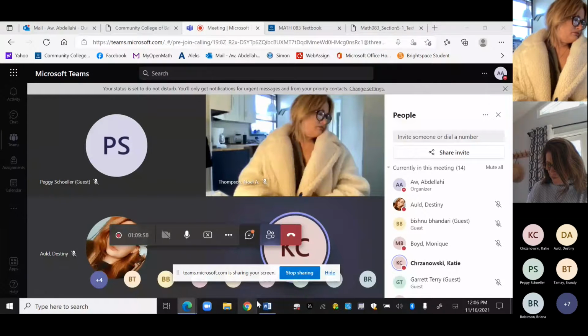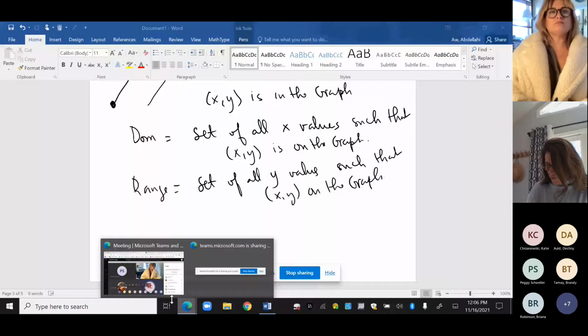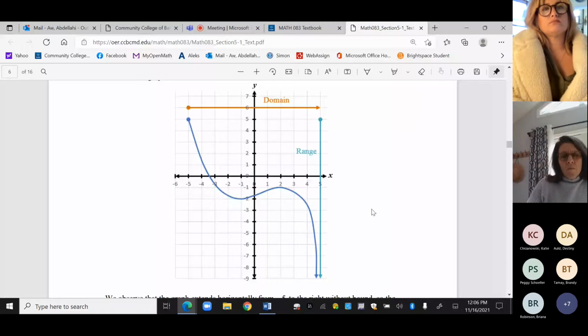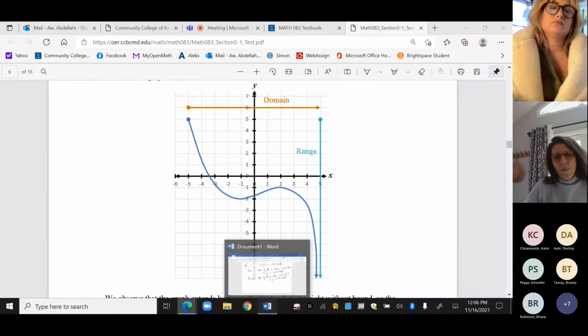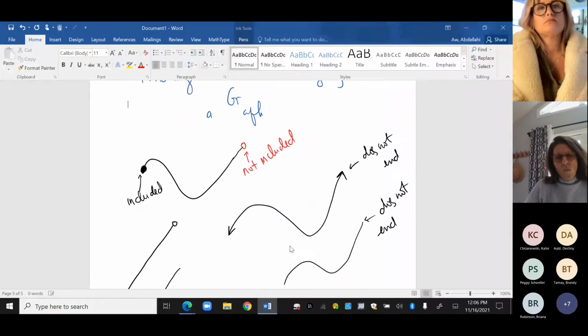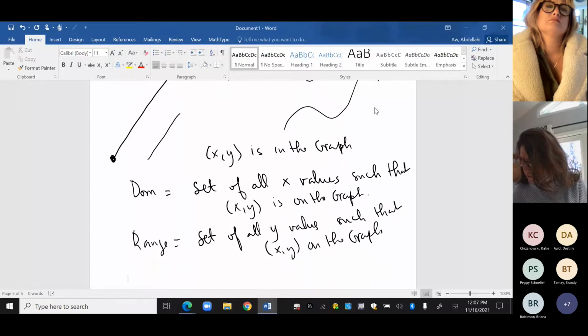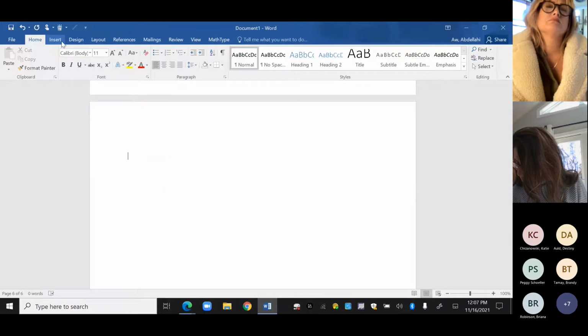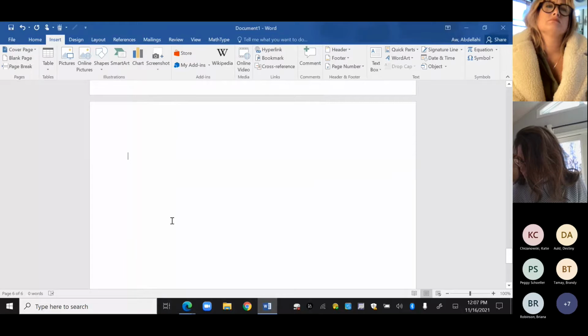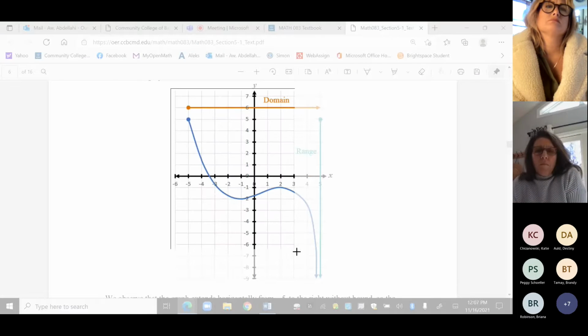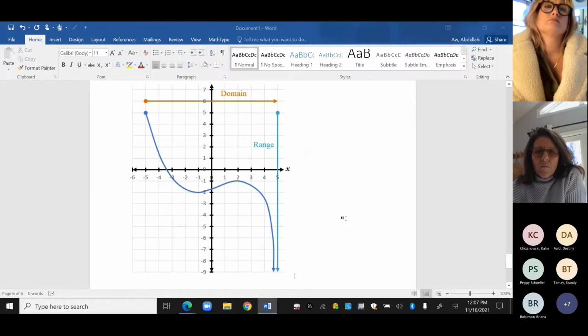All right. So right here, you see the function, right? Everybody see my screen? This is the function right here. The blue graph is a function. Now let me go ahead and copy it so I can write on top of it. Screen skipping. Okay, let me take this.